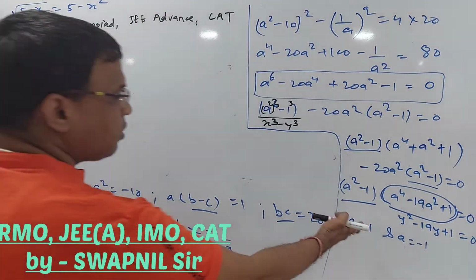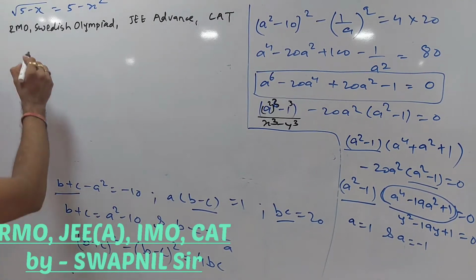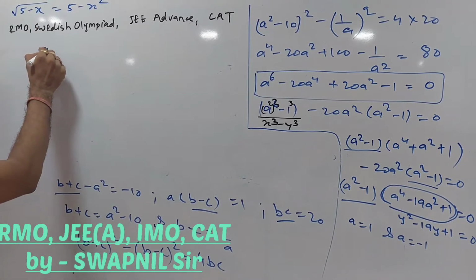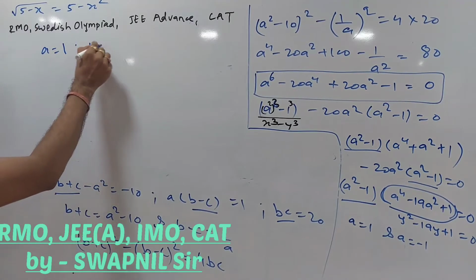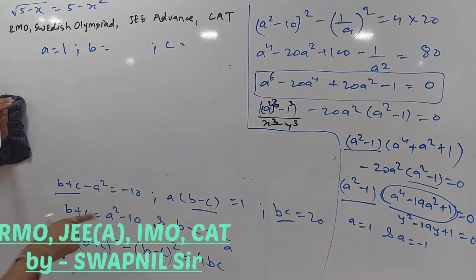Okay, so a is equal to 1, a is equal to minus 1. So basically, if a is equal to 1, what will be b and c? So I can just have the value here. So I am just taking when a is equal to 1. When a is equal to 1, what will be b and what will be c? That is something we need to figure out.